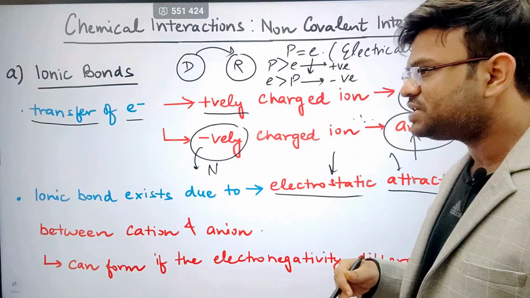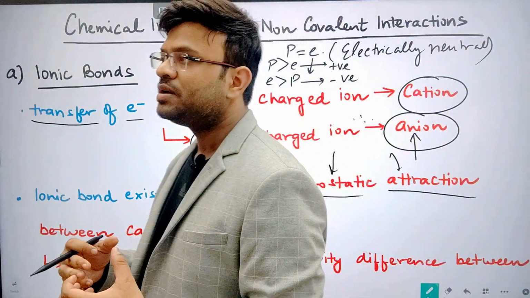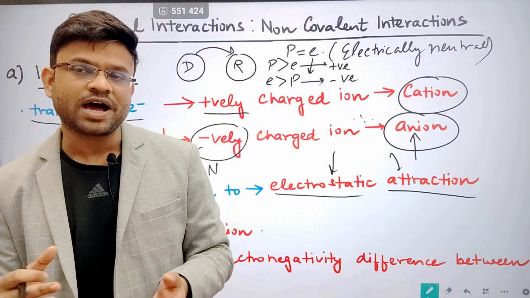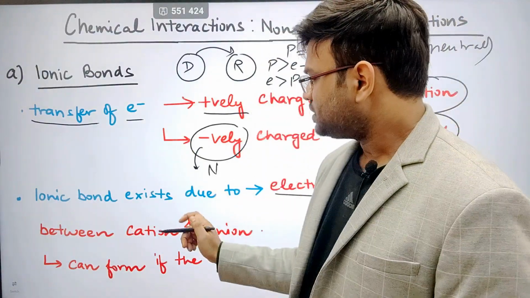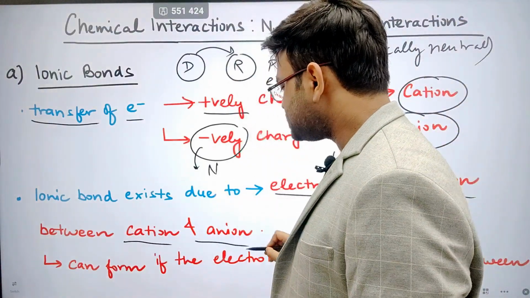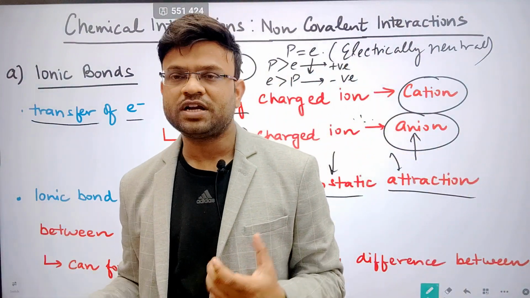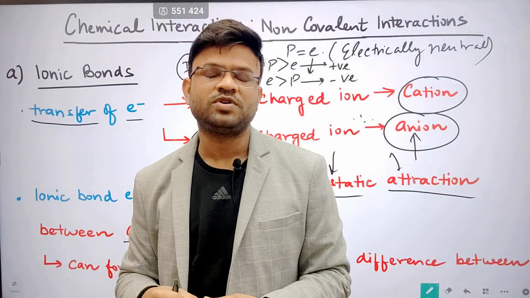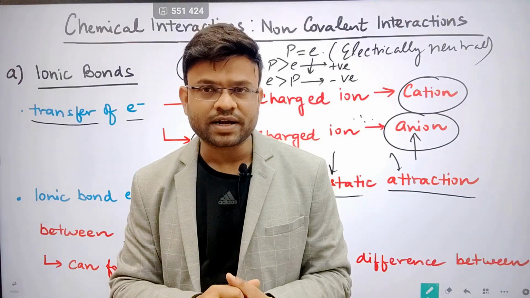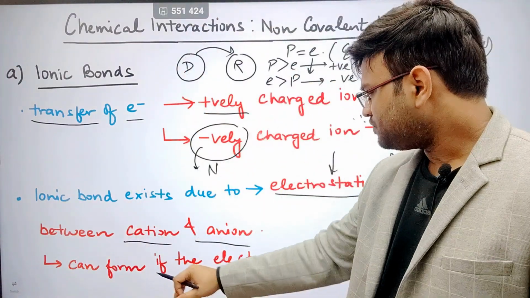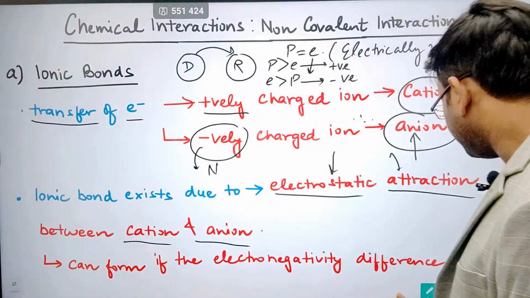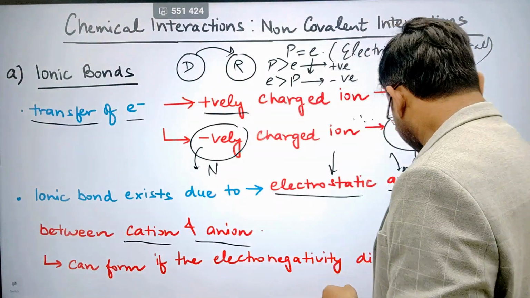So electrostatic means because of the ions, because of the electrical property that they have. So electrostatic attraction between the cation and anion. So I hope this is clear. One cation was formed and it was positively charged, one anion was formed, it was negatively charged, and they both were interacting because of the opposite charges present on them. Next, ionic bonds can form if the electronegativity difference between them is large.